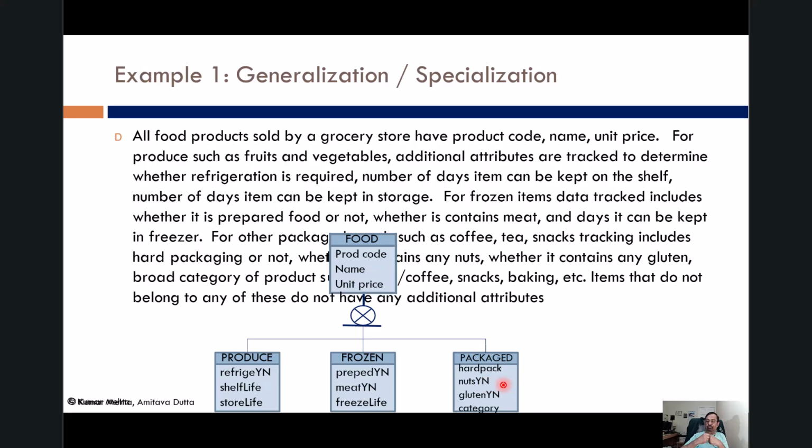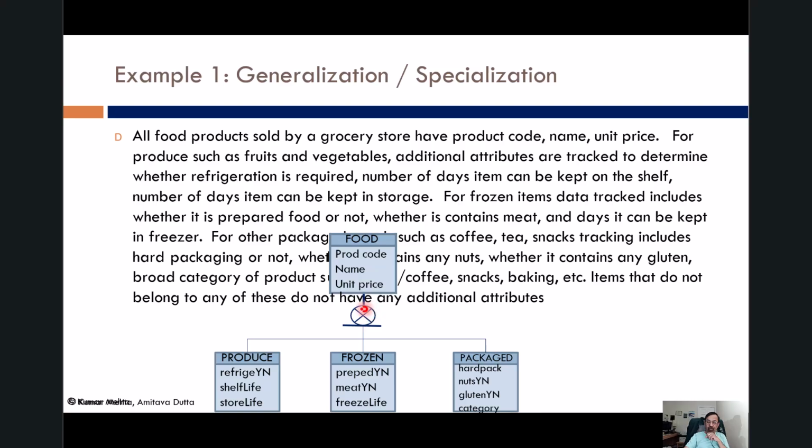That's why we broke them up into different subtypes. But there are certain attributes that are common to all food products, and that went into the super type. Now the important thing is this symbol in the middle over here tells us the type of specialization. If I look at this T structure as a whole, that's the specialization. But this symbol in the middle tells us something more about the specialization.